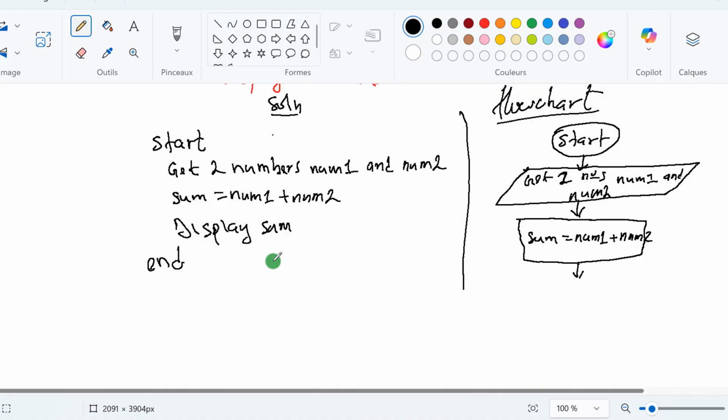Now the next instruction is what? Display sum. And we know that display is output, and output is what? Parallelogram. So parallelogram is input, output. So after that you have what? End. So End is what? You still use your oval symbol, and that's all.